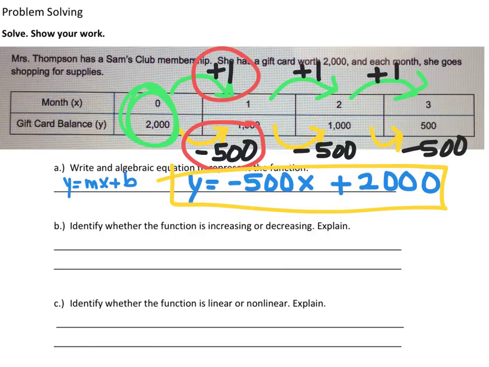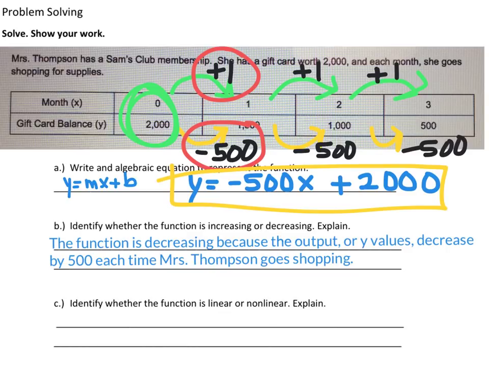For part B, we need to identify whether the function is increasing or decreasing. Well, every time Mrs. Thompson shops, the value of her gift card reduces. So this is decreasing, but we have to explain why. So I came up with a statement like this, and your answer could vary or be similar. The function is decreasing because the output, or y values, decrease by 500 each time Mrs. Thompson goes shopping. So as long as you point out the value that's decreasing, or the range, or output, that should do.